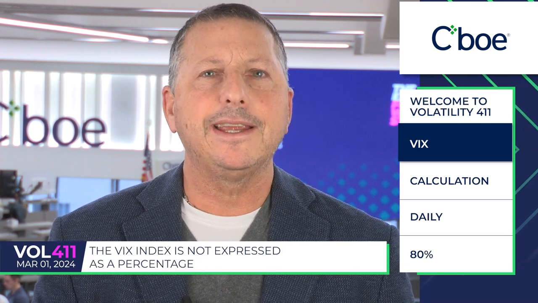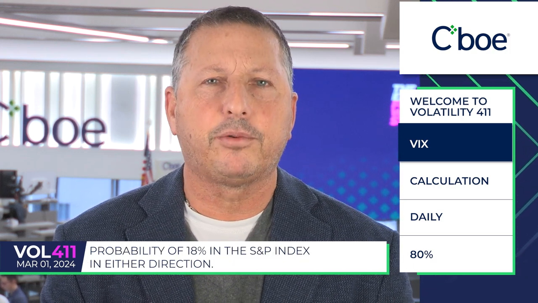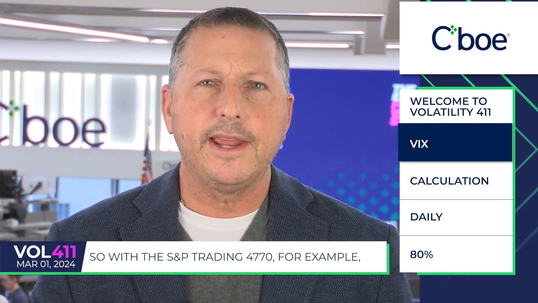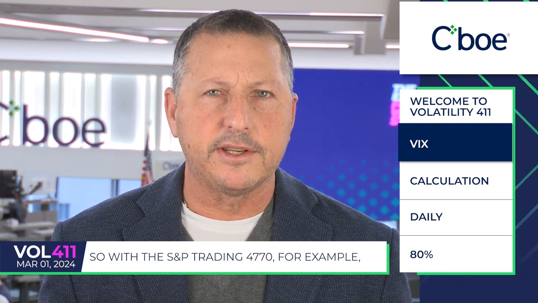The VIX index is not expressed as a percentage, and it can be understood as one example if the VIX is 18. This represents an expected annualized change with a 68% probability of 18% in the S&P index in either direction. So with the S&P trading at 4770, for example, the projected range over the next year is 3911 to 5629.